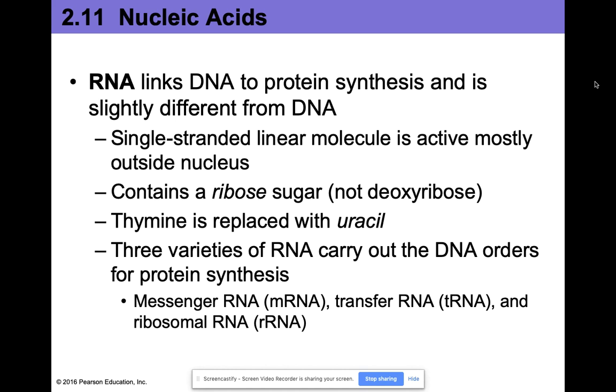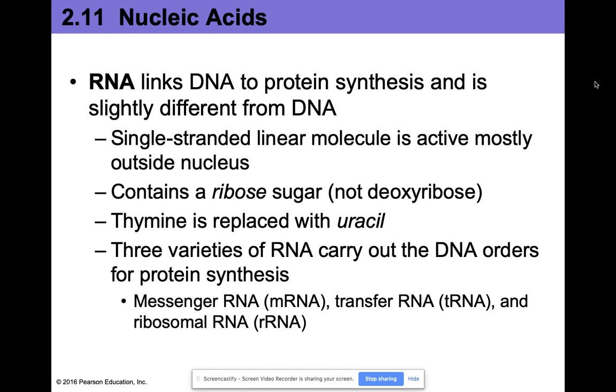So RNA is a single-stranded linear molecule that is most active outside of the nucleus because DNA is stuck inside the nucleus. RNA is your kind of middleman. It's the go-between. It contains ribose sugar instead of deoxyribose. That's why it is an R instead of a D. RNA, ribonucleic acid versus deoxyribonucleic acid. Also with our nitrogenous bases here, thymine is replaced with uracil. So A will pair with U for uracil when we're talking about RNA only.